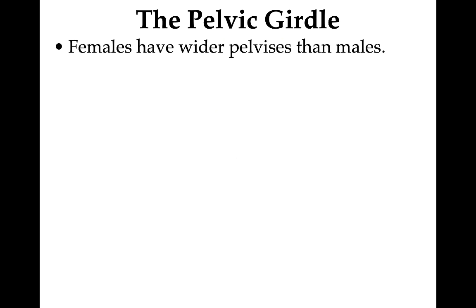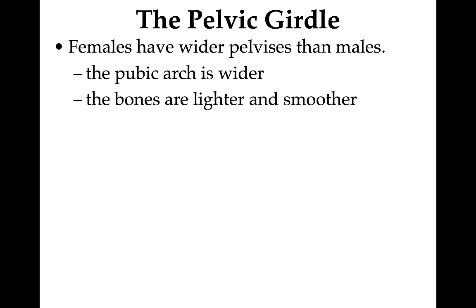Looking at the pelvic girdle and comparing females to males, there's actually a bunch of differences. So we're going to look at this from the female perspective. Females have a wider pelvis than males. The middle section of the pelvis, which we call the pubic arch, is wider as well. And the bones are actually a different consistency. Bones in females, your pelvises are lighter and smoother than males.